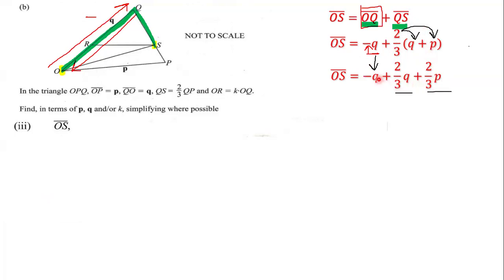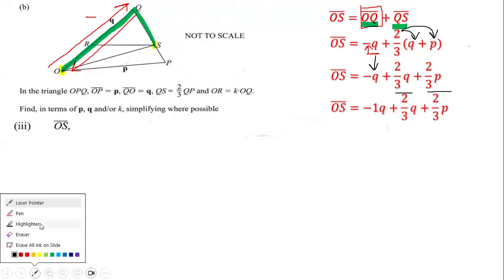Next, we have negative Q plus 2 over 3 Q. Again, we have a negative Q plus 2 over 3 Q. And so what we're going to do, what is negative Q? Well, the coefficient actually is -1. So we actually have -1 Q plus 2 over 3 Q plus 2 over 3 P. Now we can operate on the Q's. So we have -1 Q plus 2 over 3 Q.